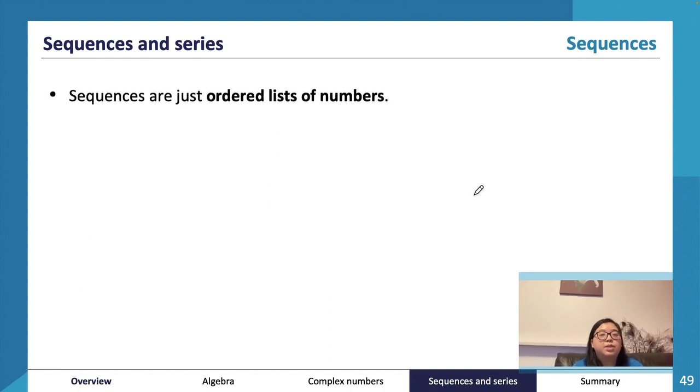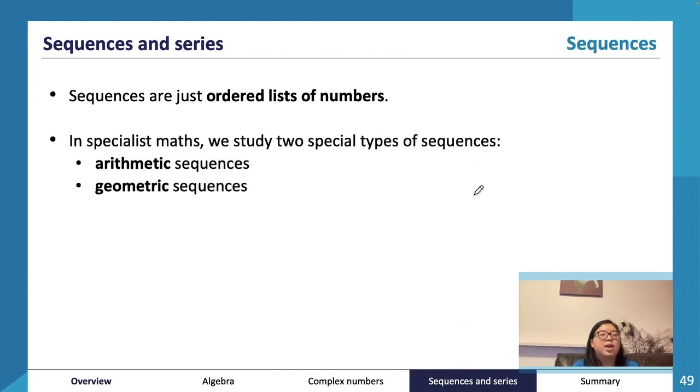So series and sequences is essentially: a series is the sum of a sequence, and a sequence is just an ordered list of numbers. So 1, 2, 3, 4, 5, or 2, 4, 6, 8, it can be really anything. In Specialist, we talk about two different types of sequences: arithmetic sequences and geometric sequences. Arithmetic sequences are to do with adding, and geometric sequences are to do with multiplication.